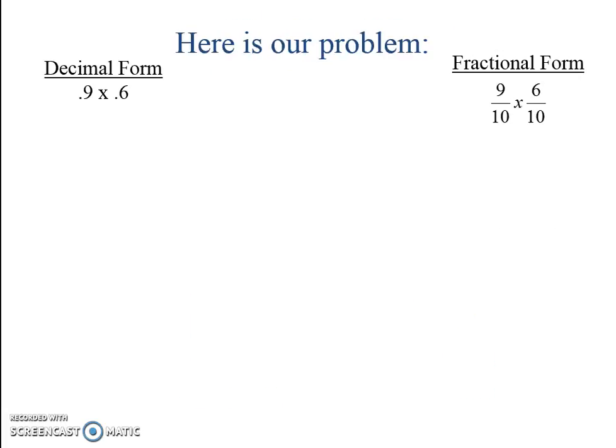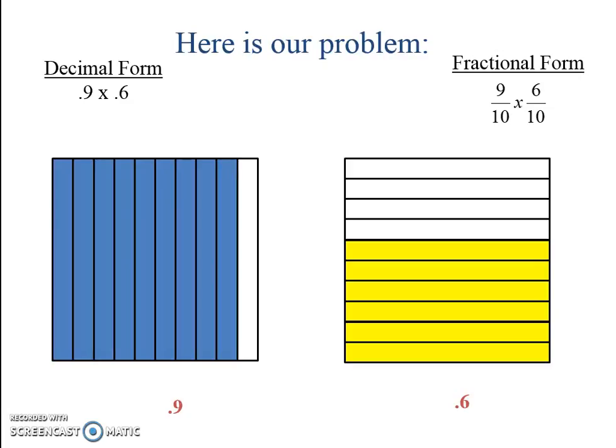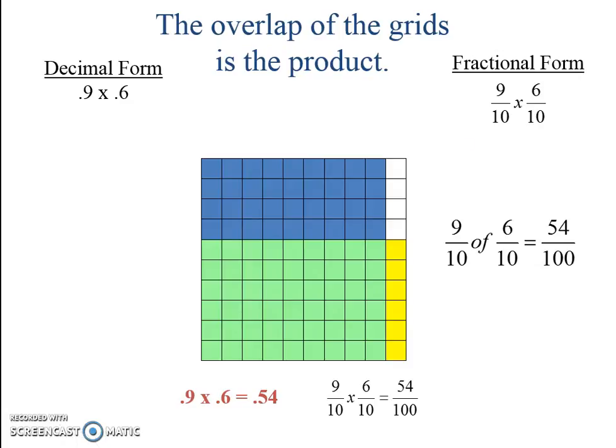Let's look at one more. 9/10 times 6/10. I take 9 out of 10 pieces on my first model, 6 out of 10 pieces on my second model, overlap them, and there are 54 overlapped pieces. Once again, that gives me 54 out of 100, and when I simplify that with a common factor of 2, I get 27/50, dividing the numerator and denominator by 2.